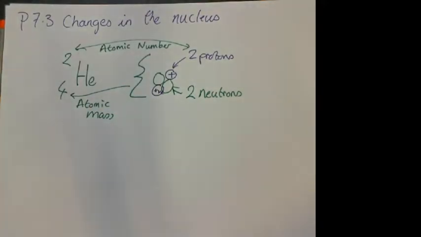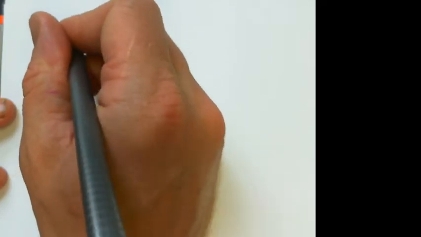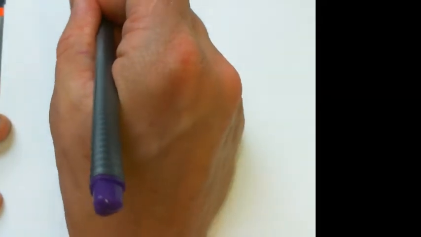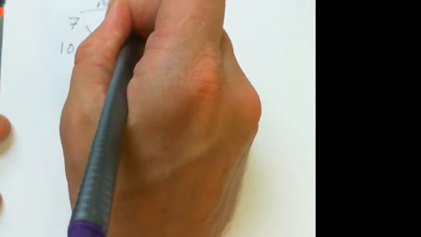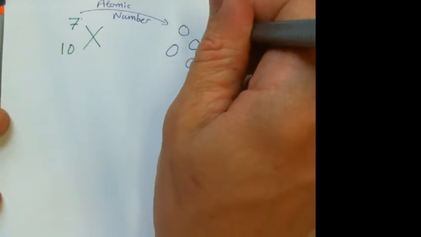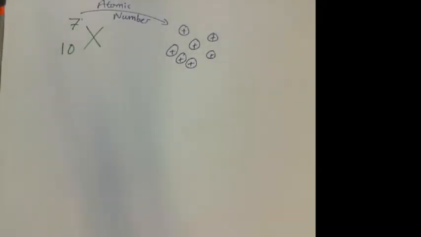Okay, so if we do another example, and this time we're going to pick a random element, so we're going to say element X, and we're going to say that X has got 7 here and 10 here. Okay, and then we need to draw that. So remember that this 7 is the atomic number, and that tells you which element it is. That means it's element number 7 because it has got 7 protons. And they are all positive. And we also know that it must have a mass of 10.